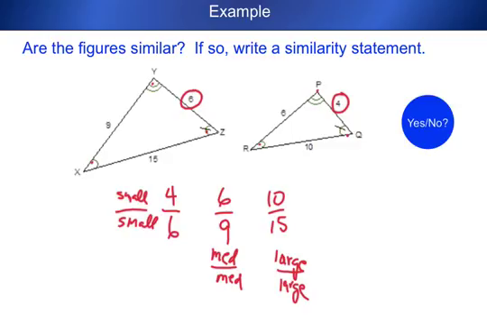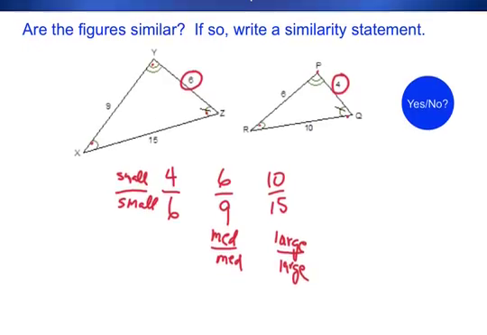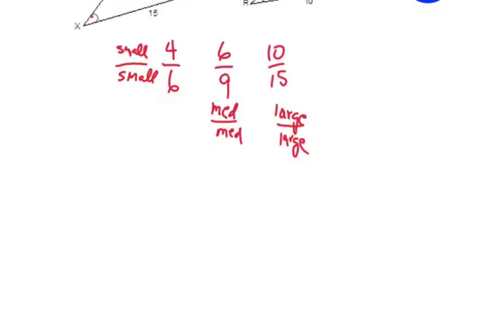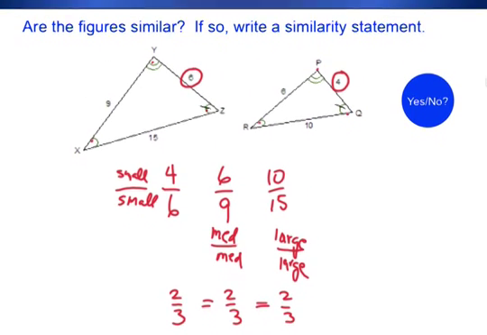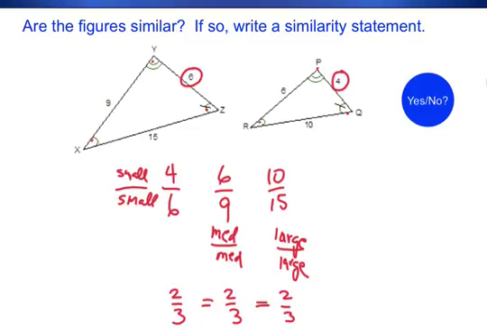So now I need to tell whether these ratios are all equal. So I'm going to simplify all of them. This one becomes 2 over 3. 6 over 9 becomes 2 over 3. And 10 over 15, divide the top by 5 and the bottom by 5, 2 over 3. So sure enough, all of those sides are in the same ratio, meaning they are proportional, and all my angles are congruent, and therefore the triangles are similar.